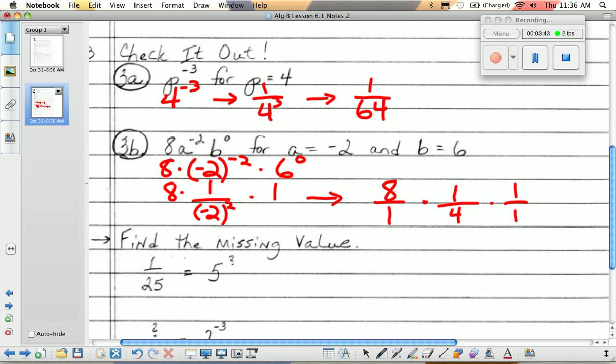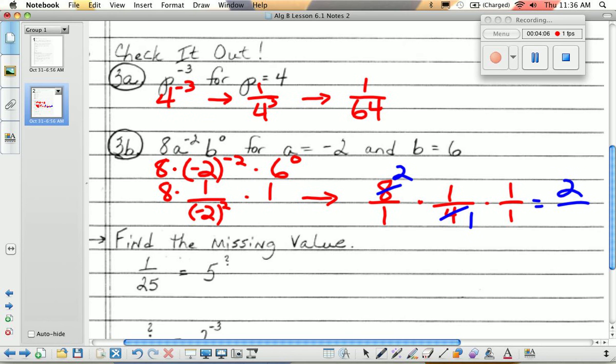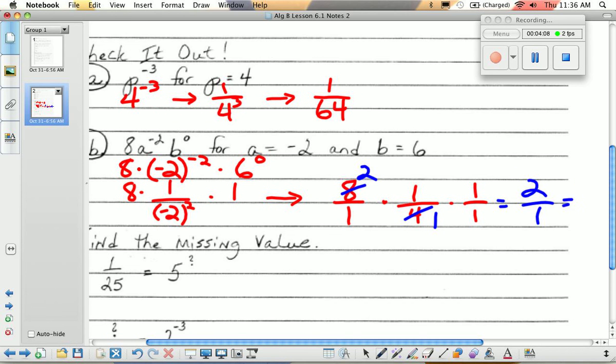The 4 and the 8 cancel out. Sure, we can do that. We have multiplying fractions here. So when we're multiplying fractions, we can simplify before we multiply, right? 4 goes into itself once, and it goes into 8 twice. So we have 2 times 1 times 1 is 2, and 1 times 1 times 1 is 1. So our final answer is 2.